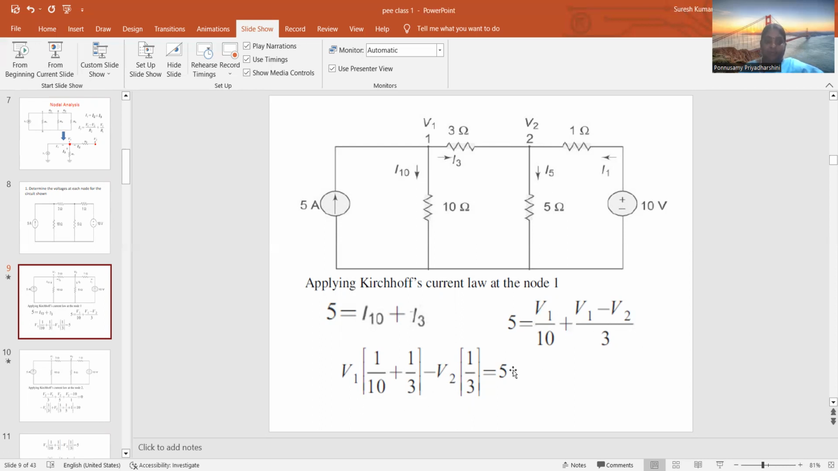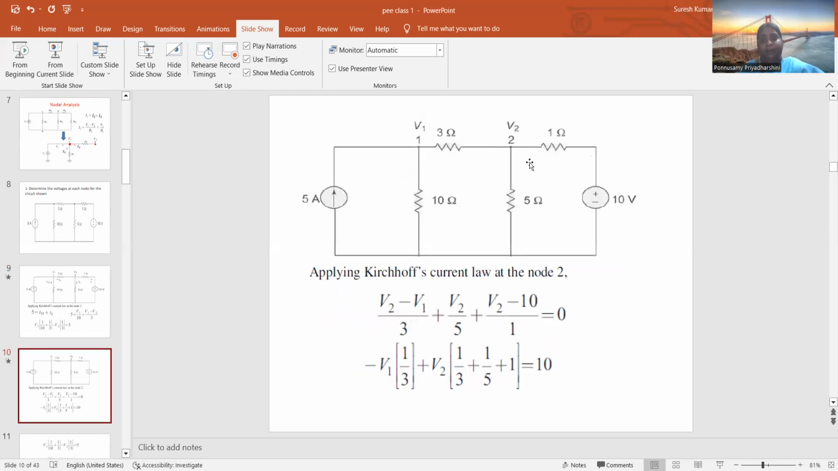So finally this is my equation. The next is applying Kirchhoff's current law at node 2. In node 2, a total of 3 resistors and 1 voltage source are connected. I can use this voltage source as it is, or convert the voltage source into a current source also, we can use it.